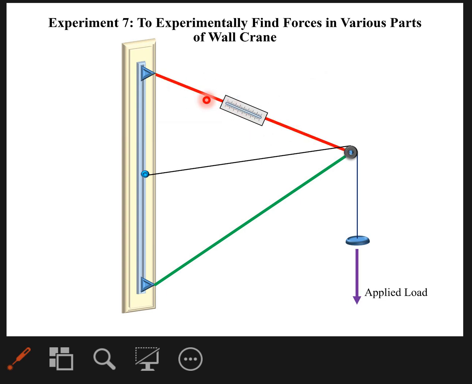Because of stretching caused in the upper two cables, you can also experience some compression caused in the lower cable, which is unknown and you have yet to find. Now, since the upper cables are experiencing tensile forces and the lower one is experiencing compression, we can call the upper two cables as tie members and the lower one as a strut member.